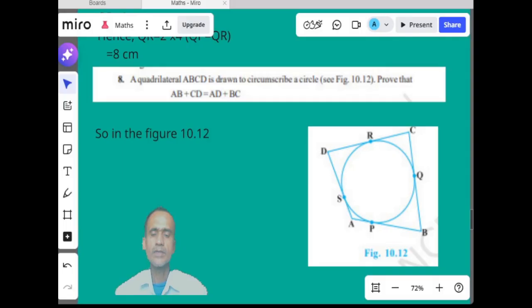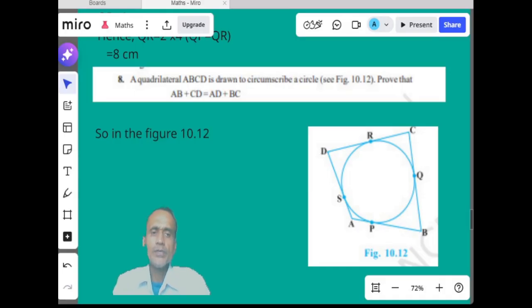So in the question we are to prove that AB plus CD is equal to AD plus BC. So we can see from the figure drawn that a lot of tangents are drawn from various points. From point A, the tangents are AP and AS. From point B, tangents BP and BQ. From C, CQ and CR. And from D, you see tangents DR and DS.